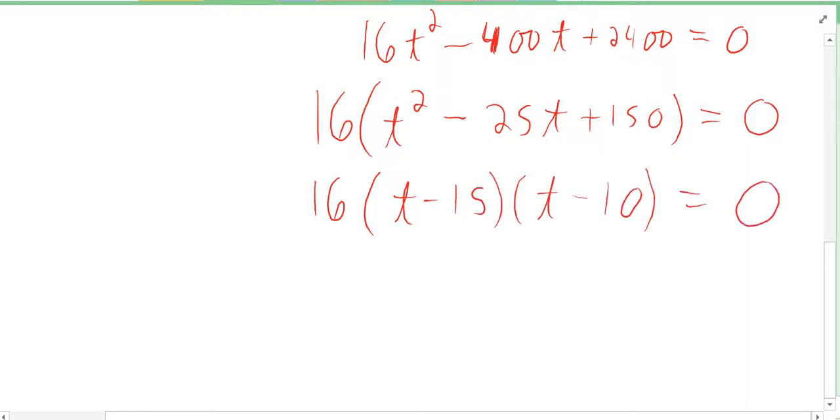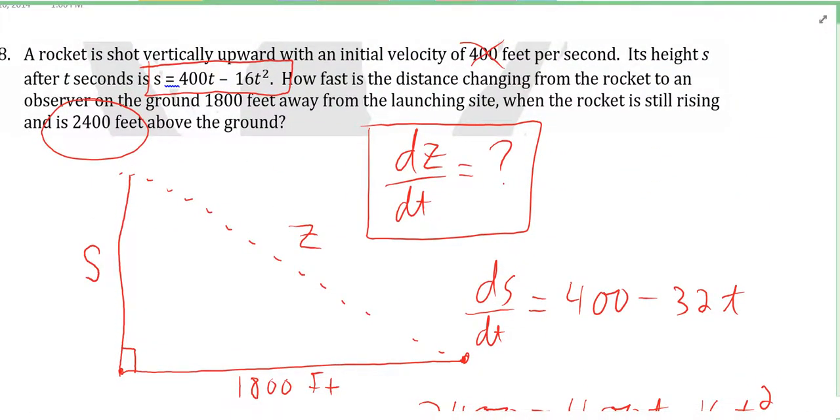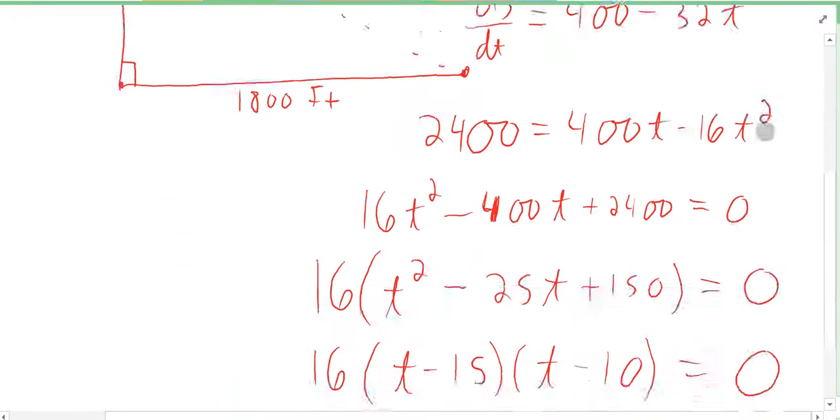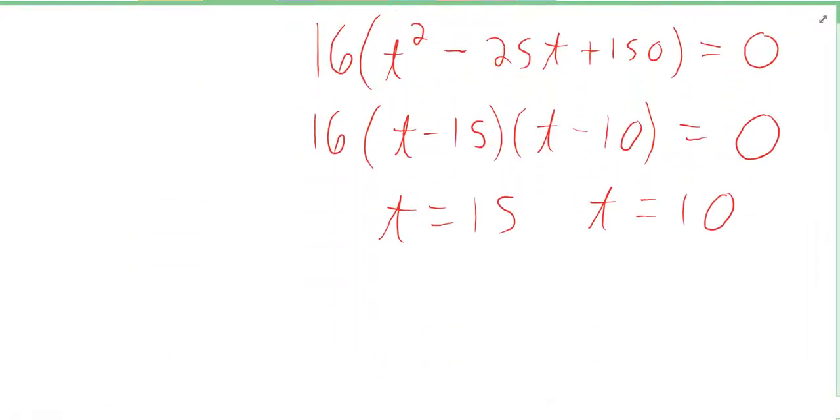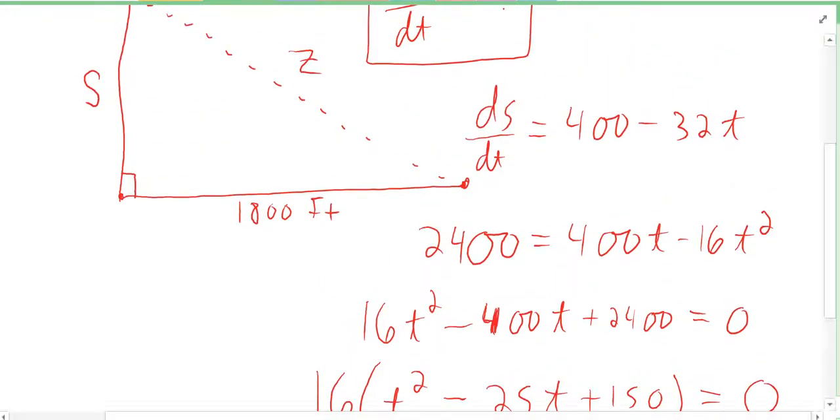Why should we get two answers to when is the rocket 2,400 feet in the air? It's got to come back down. If it goes up, it's got to come back down. But the question specifically said for us, oh no, it says still rising. When the rocket's still rising. So which of these times is it still rising? At 10. We need to know ds/dt at 10. When you plug in 10, you find out that ds/dt is 80. And that's in feet per second.